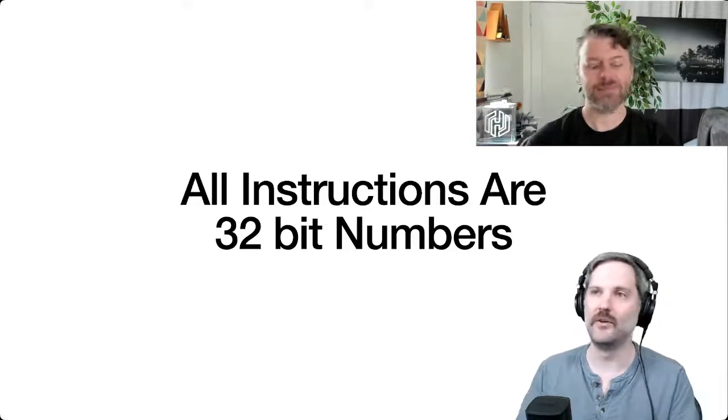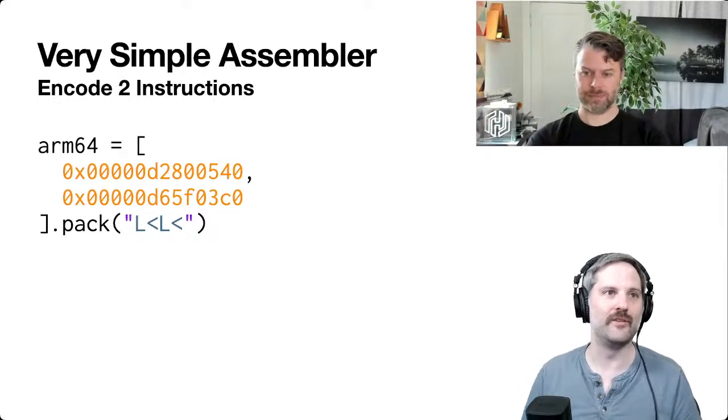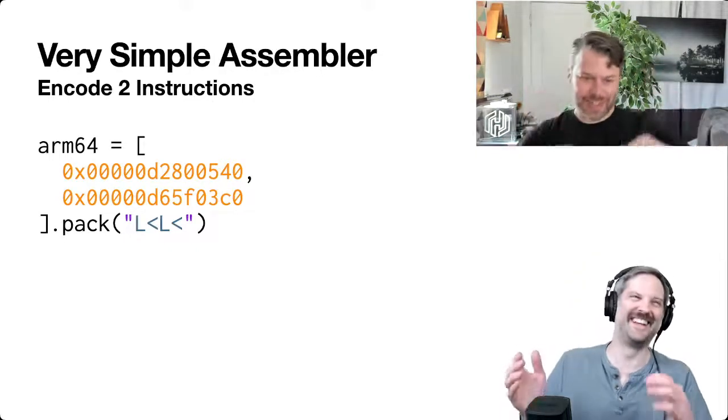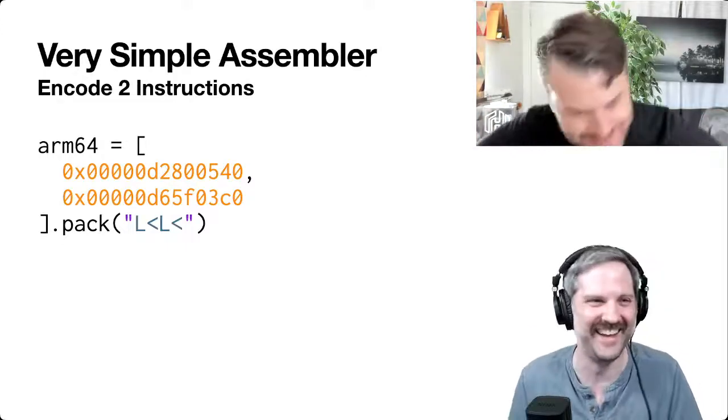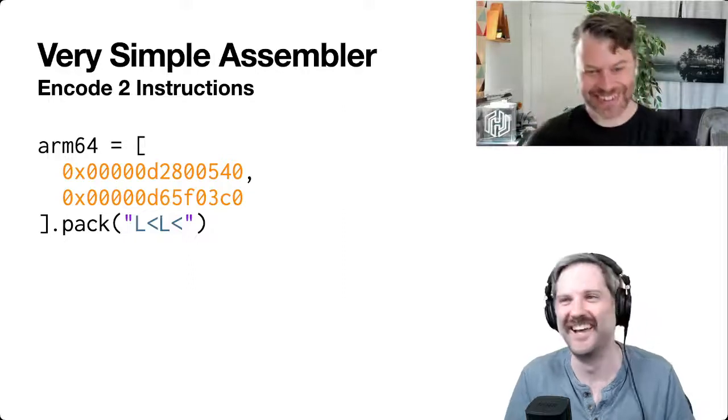We'll see. So here's an example. Here's a very simple assembler written in Ruby. We have assembled two instructions. And then we did it. We're done. Close the stream. We can quit the stream now. We did it. We've assembled two instructions.